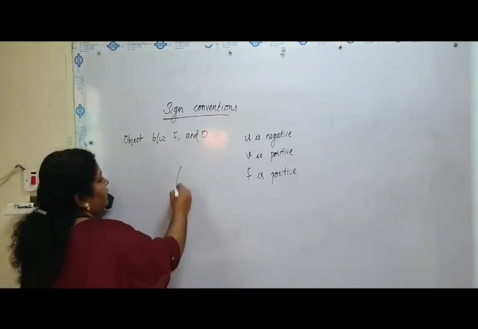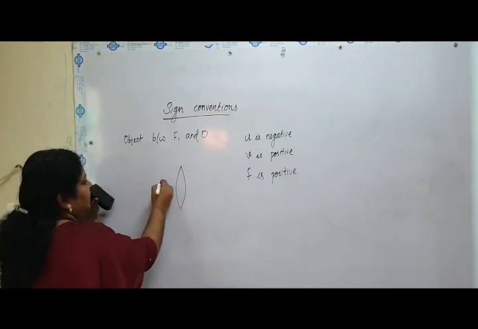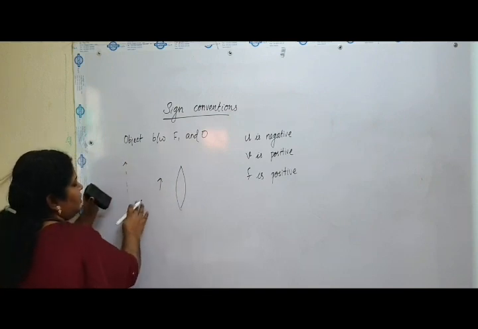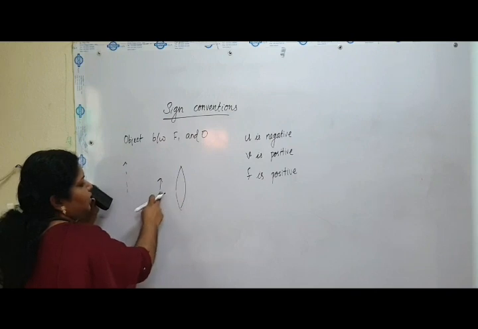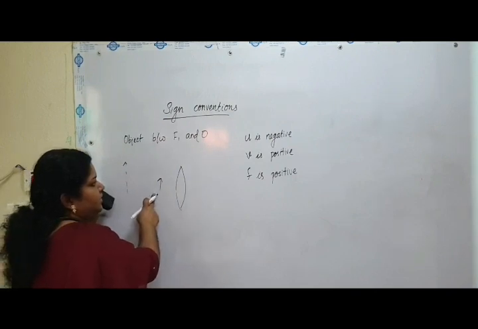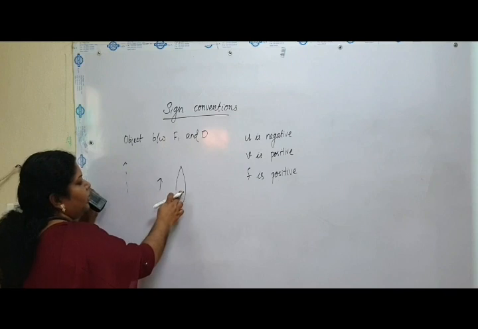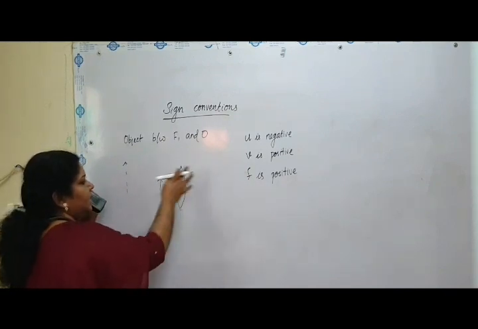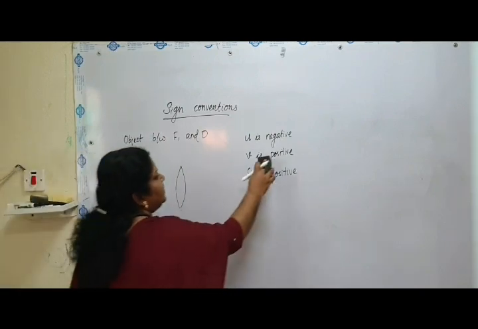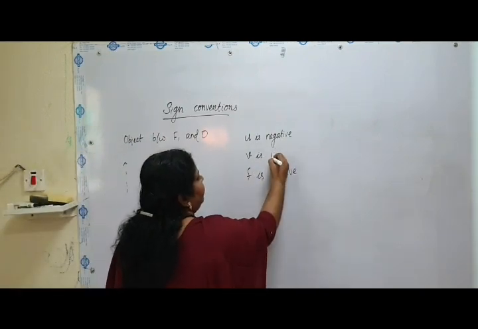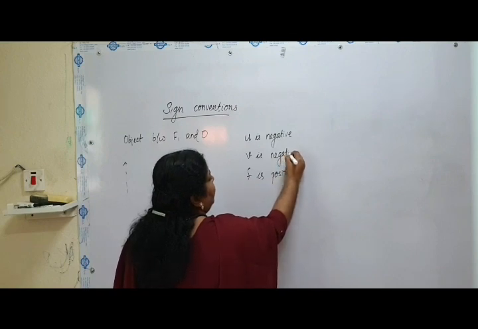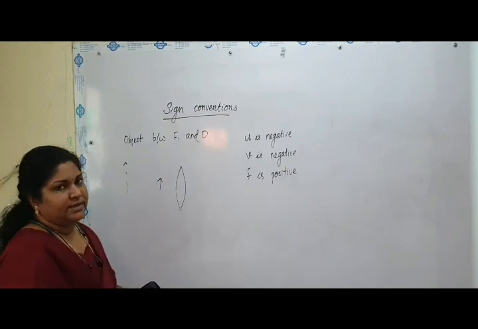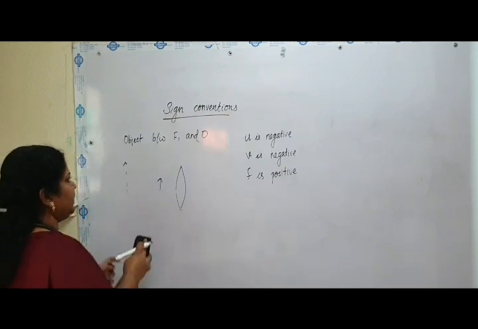Do you remember the diagram? We will just place it here. So here is the object placed. We will get a virtual erect image here. So here in this case, this is the U. So from optical center towards left is U. So U is negative. Now we are getting the image on the same side of the object. We are not getting the image there. Here we are getting the image. So V is also negative in that case. And F is of course positive for a convex lens. So that is the sign convention for convex.